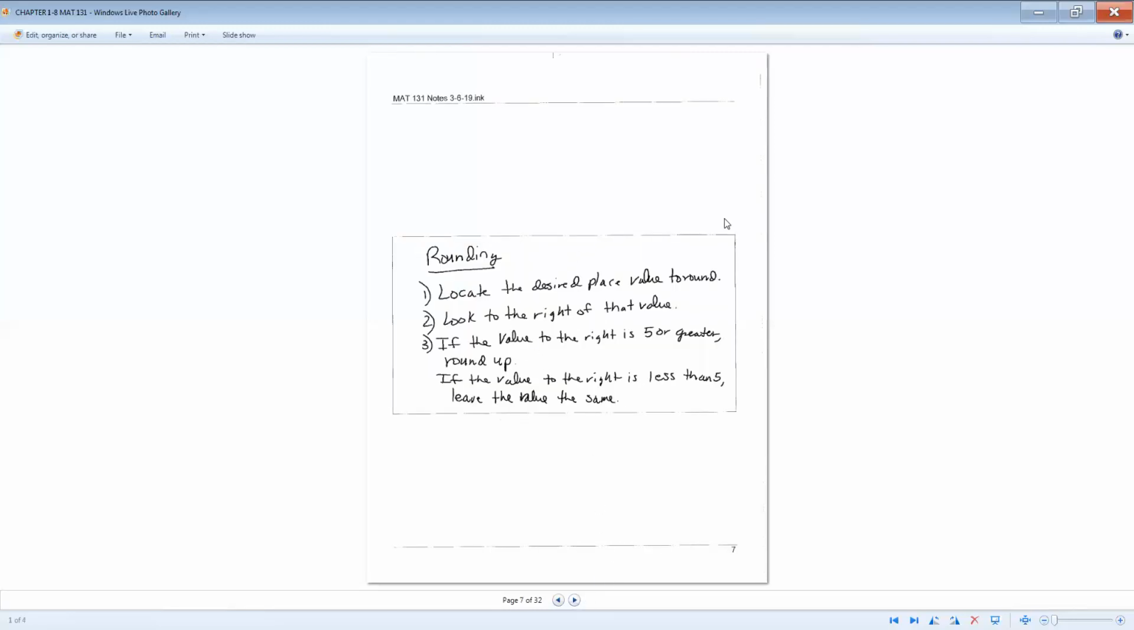So we're looking at rounding first. First, you're going to locate the desired place value to round. Then you look to the right of that value. If the value to the right is 5 or greater, you round up. If the value to the right is less than 5, you leave that value the same.